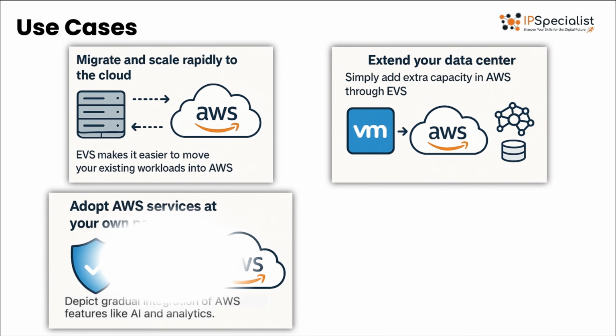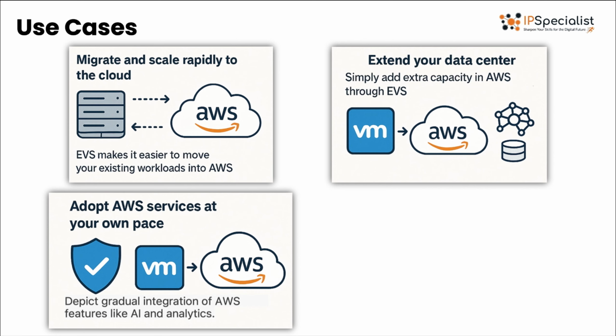Next, adopt AWS services at your own pace. With EVS, you don't need to switch to AWS services all at once. You can start small by running VMware in AWS and then over time add things like analytics, AI, or advanced storage from AWS whenever your business is ready.